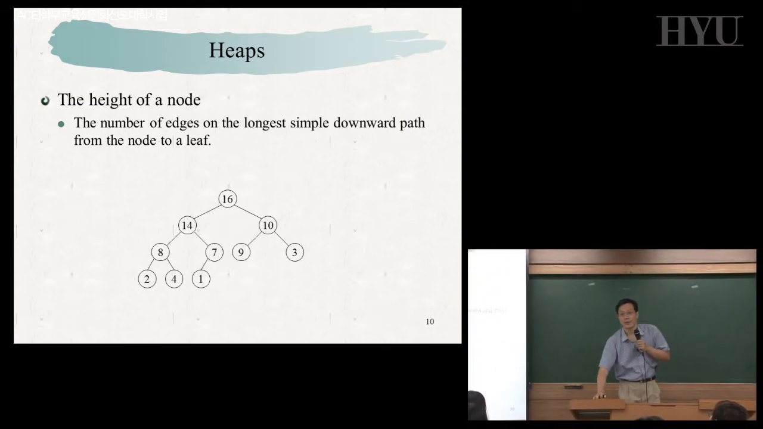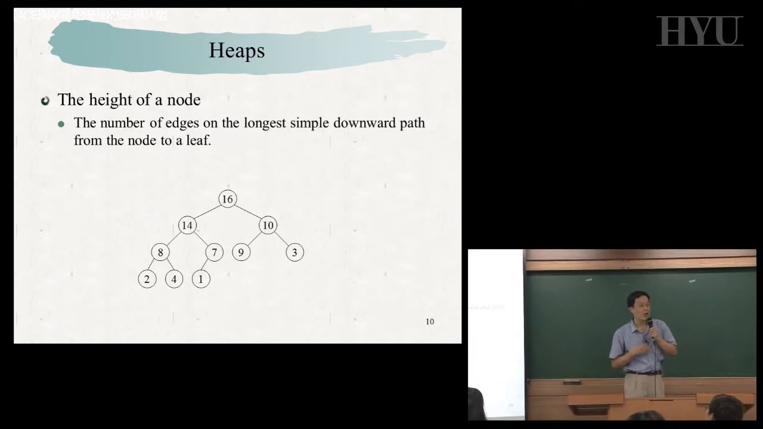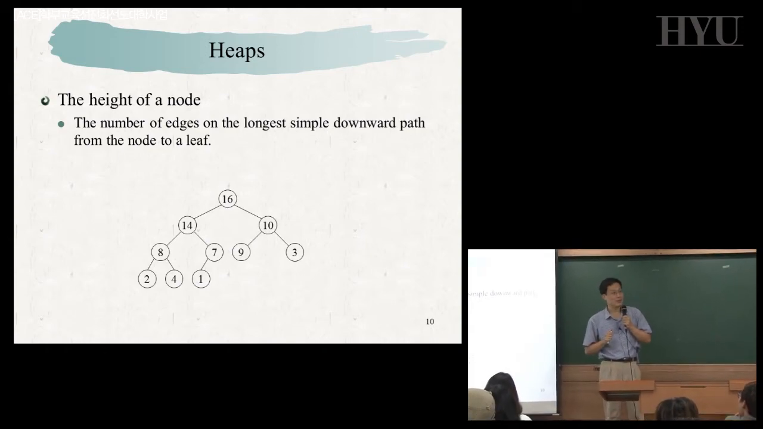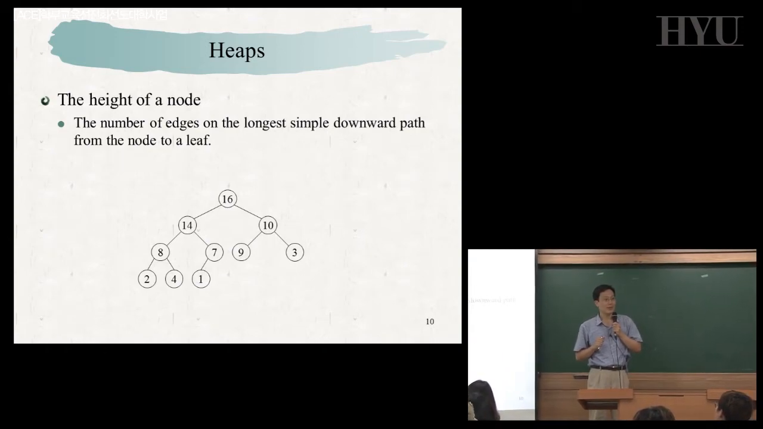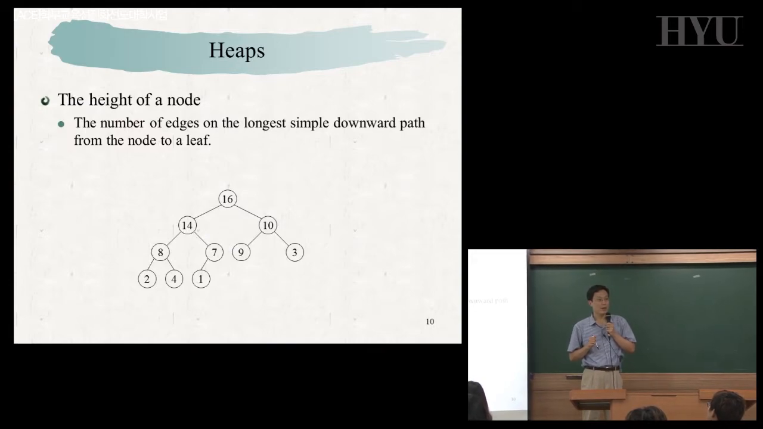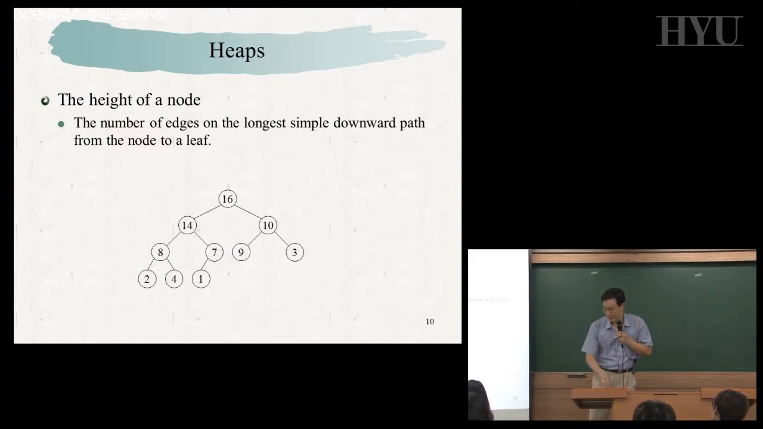박정훈. Okay, how many downward paths are there from the node? There are four downward paths. 3? Okay, the longest paths are 3. I'm asking you just simple downward paths to leaves, including shorter ones.